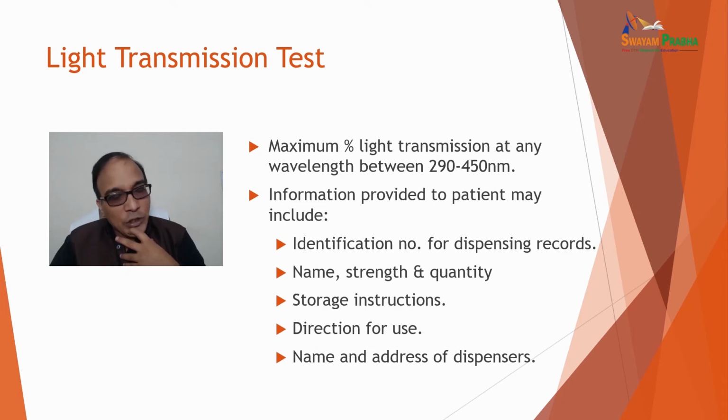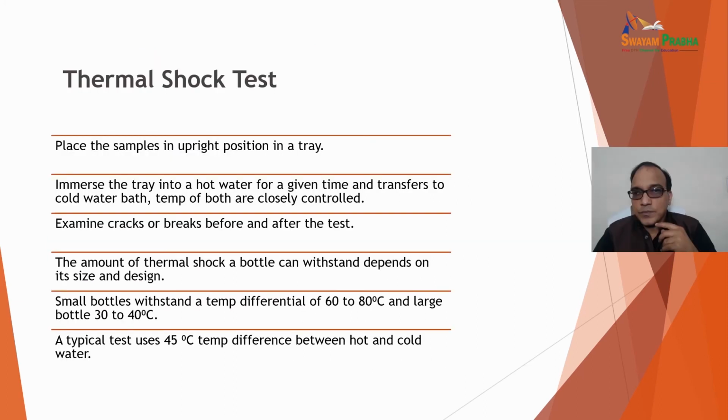Information provided to the patient may include the identification number for dispensing records, name, strength and quantity, storage instructions, directions for use, and the name and address of the dispenser. So these are some of the information which must be shared.